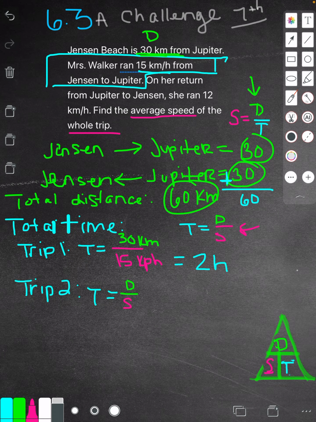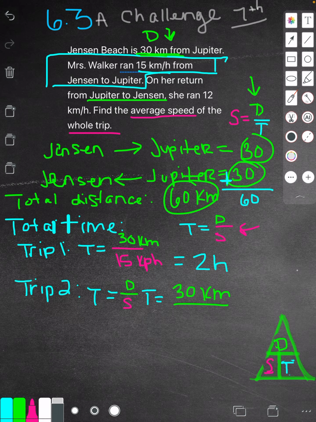All right, so here we go. The distance from Jensen to Jupiter. How do I know that I'm looking for that? Because it says on her return from Jupiter to Jensen. Well, what's the distance between those two? We come back and we look at the very first part of the problem where it says those two places are 30 kilometers apart. Same distance when we're going backwards. 30. So we're looking for the time here again. It's 30 kilometers.